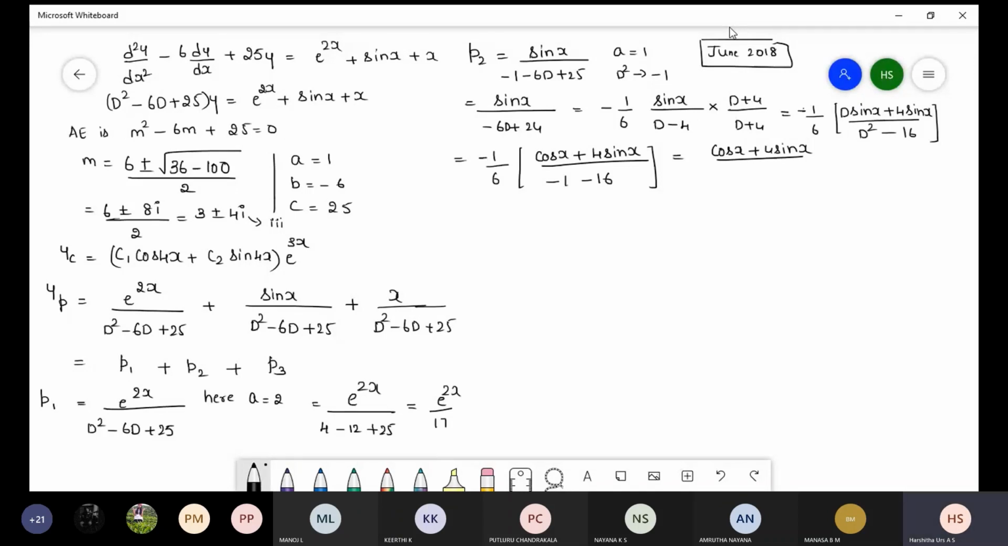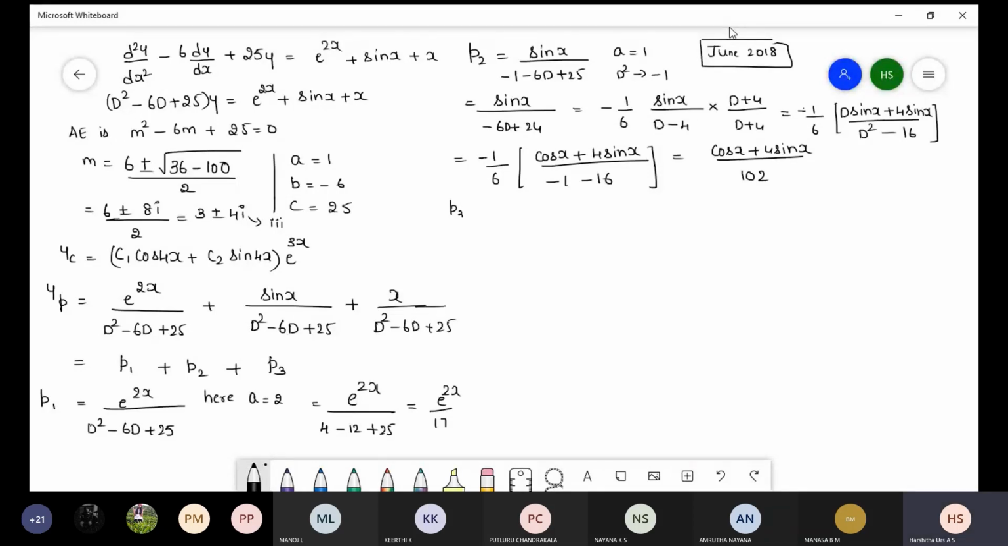17 6? Yes. What is the value of 17 6? Anyone? Not 2, ma'am. Yes, 1 not 2. So minus 17 into 6 is minus 1 not 2. Minus minus will get cancelled. Remaining will be 1 not 2.